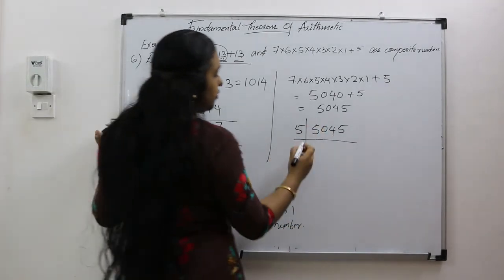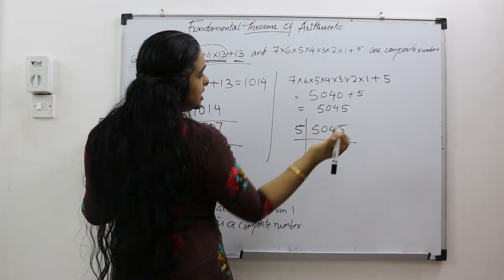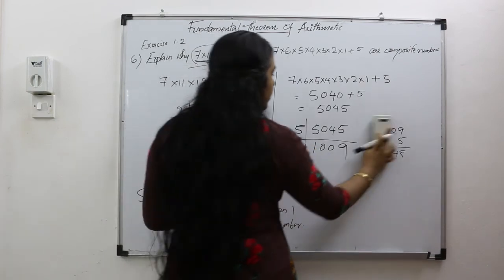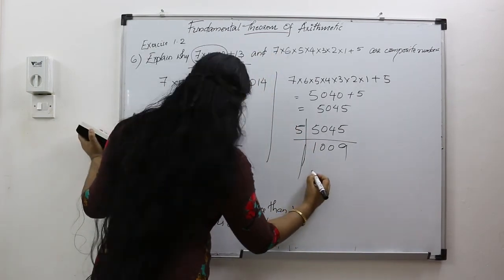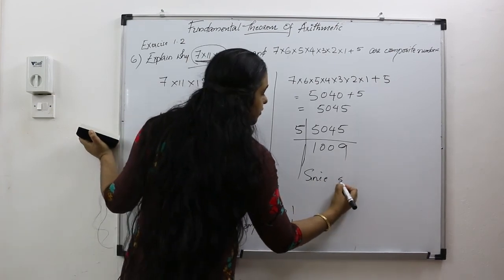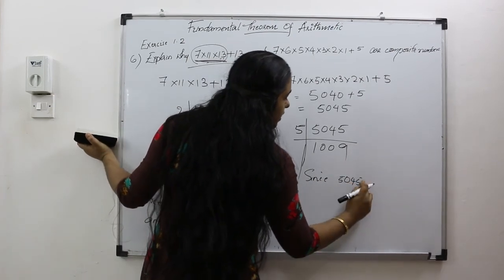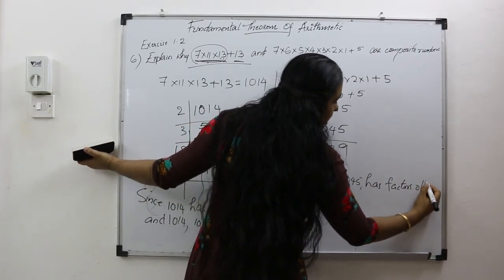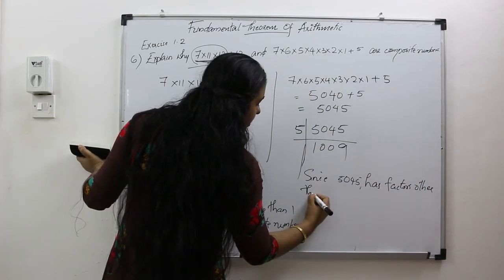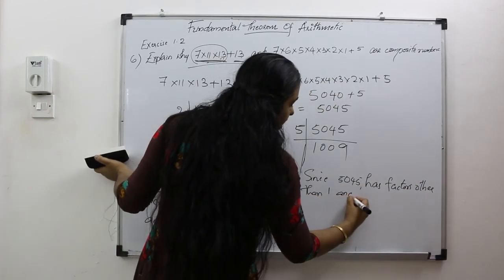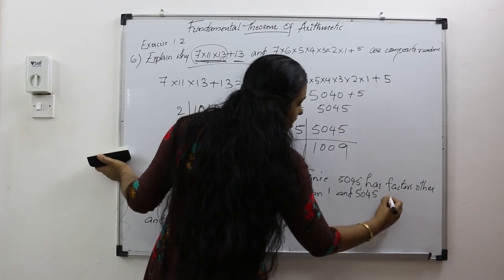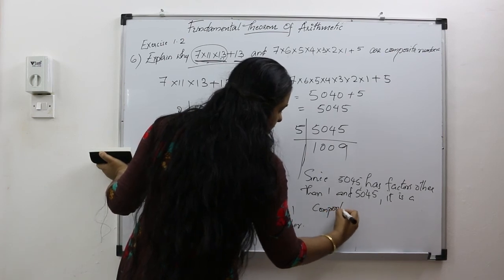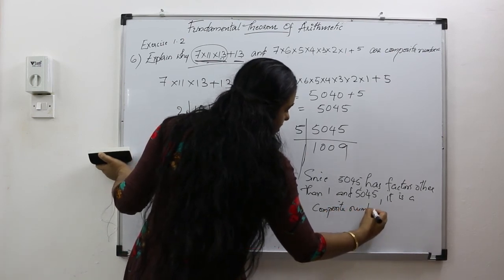Next is 5045. I am going to factorize it with 5. 1009. So here we can write, since 5045 has factors other than 1 and 5045, it is a composite number.